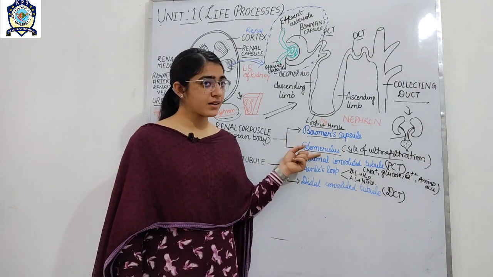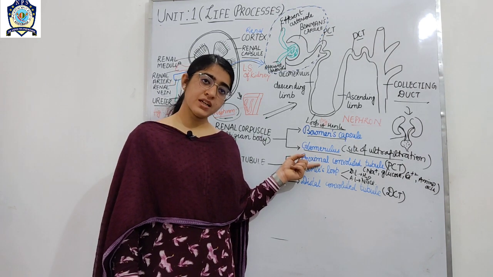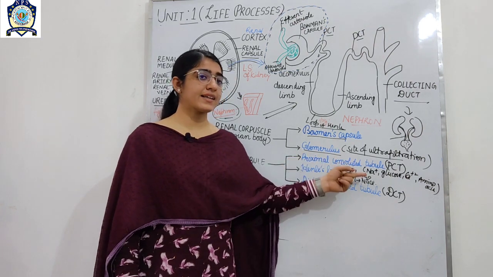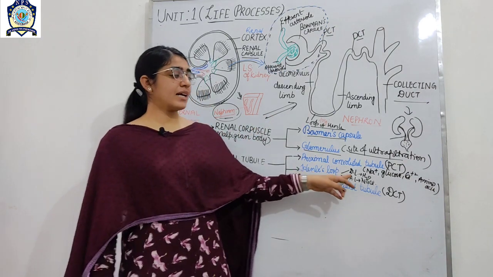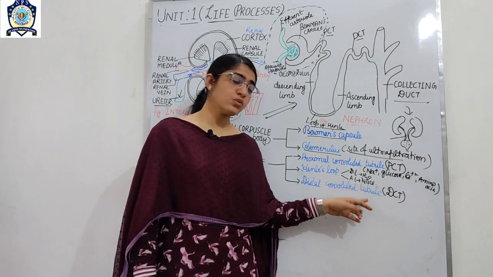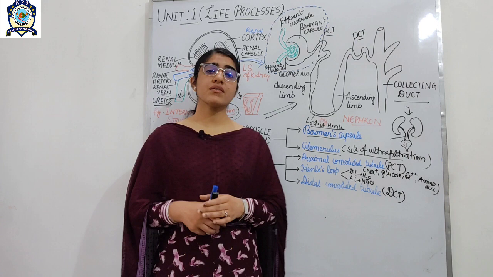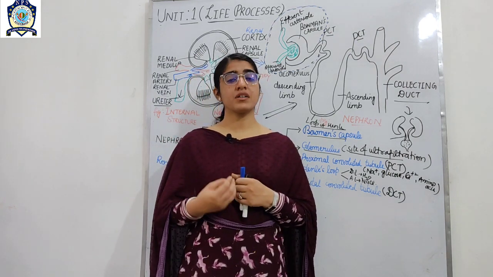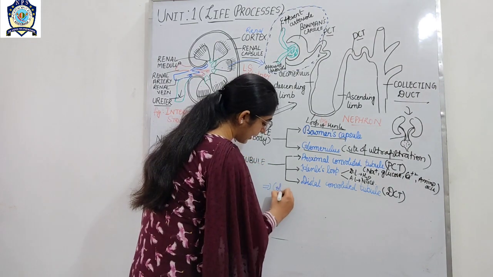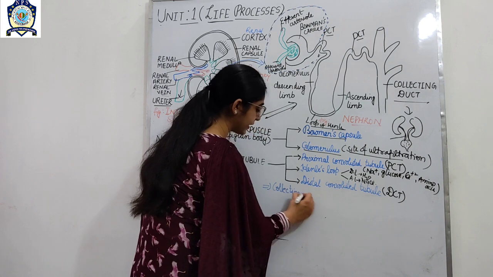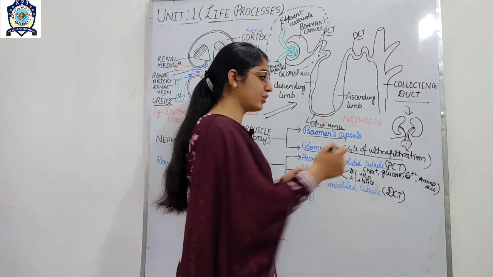Glomerulus is the site of ultrafiltration. PCT is for the absorption of sodium, glucose, amino acids and calcium ions. Henle's loop concentrates the urine; the descending limb is permeable to water, and the ascending limb is permeable to sodium chloride. The distal convoluted tubule helps in the further reabsorption of water, and the last one is the collecting duct, which helps to collect the urine and pass it into the ureter.